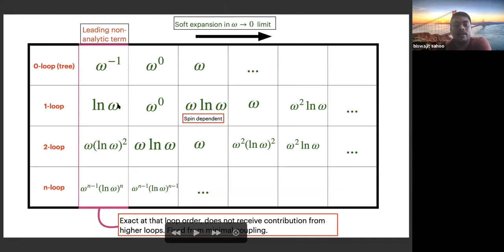From one loop the leading non-analytic piece turns out to be log omega, then you will have obviously omega to the power 0, and then omega log omega, omega squared log omega, all these higher order terms.